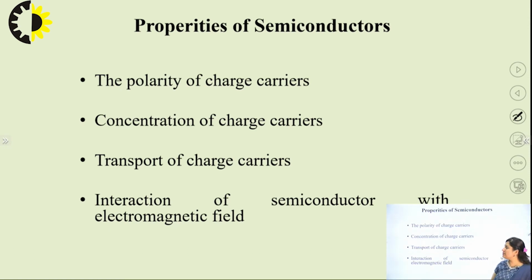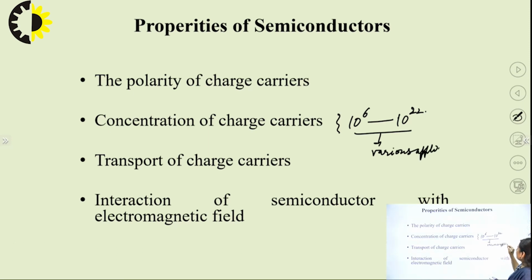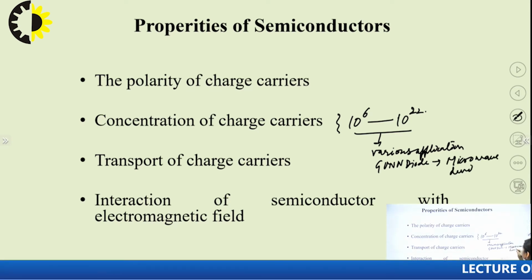The concentration of charge carriers, which is very important, has a vast range, from 10 to the power 16 to 10 to the power 22. But in the case of metals or insulators, this range is not so vast. So it can be used in various applications. Like I told you earlier, with the help of semiconductors we can form a Gunn diode, which has an application in microwave devices.